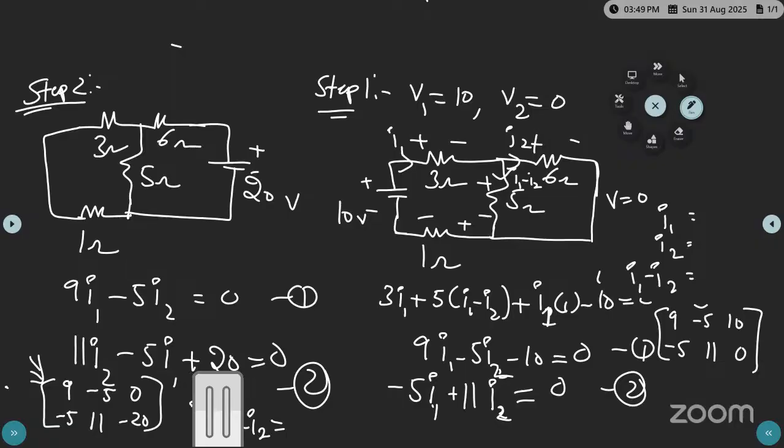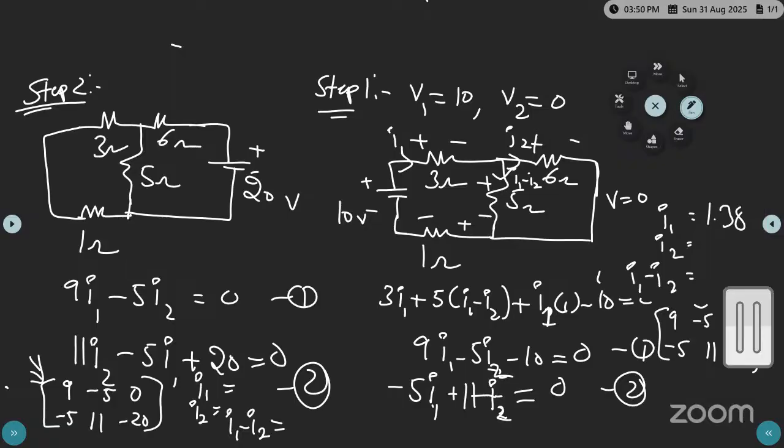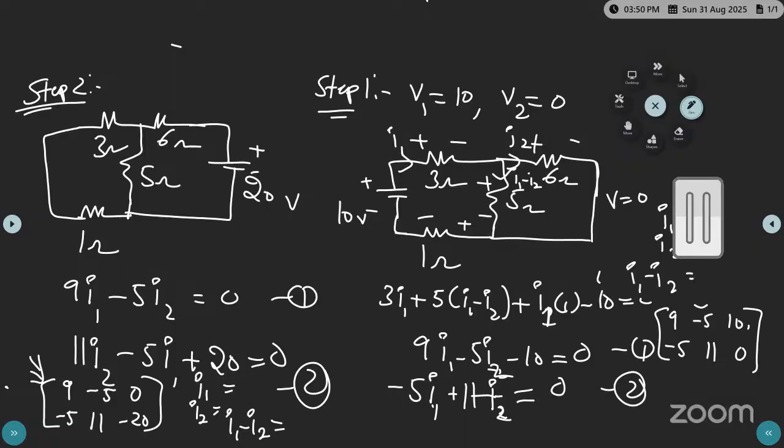Okay, you tell me what is the value now. What is I1, I2? What is that I1? 1.38. I2? Did you enter this value? No, you enter this value. Not 14, it is 11. You enter this one, what is the value? Tell me. 1.48.